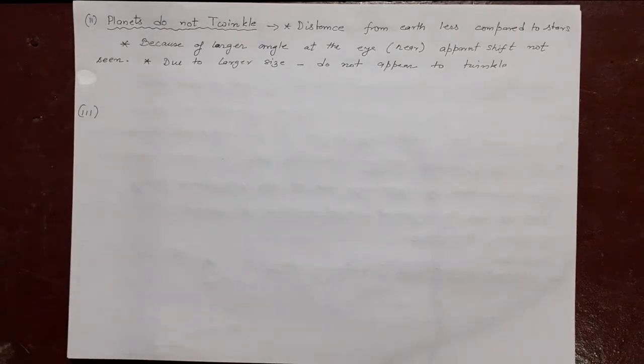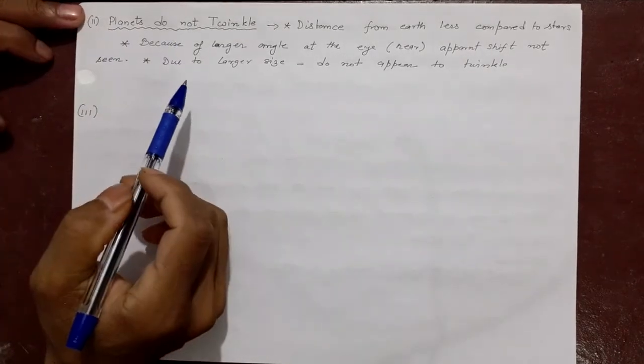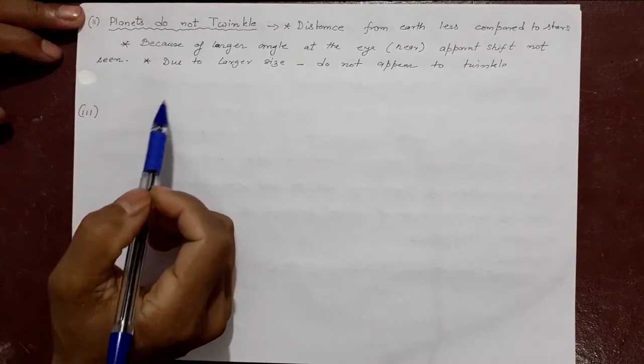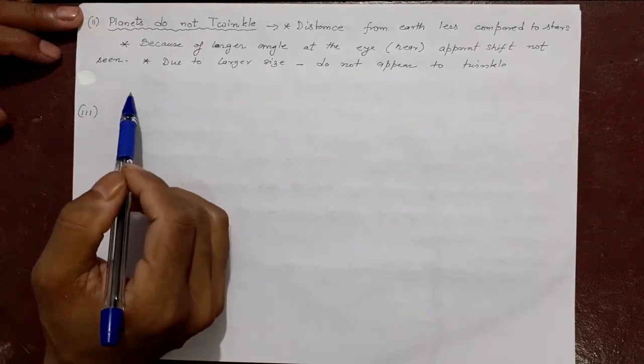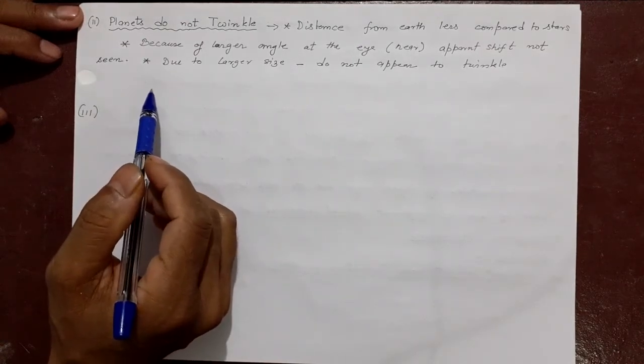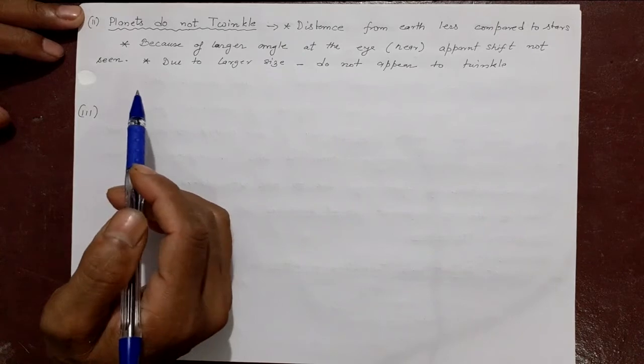Another important phenomenon is that planets do not twinkle. I have told you that stars twinkle and seem to move from one place to another. Actually they are not moving, but we see it that way. So why do planets not do this?